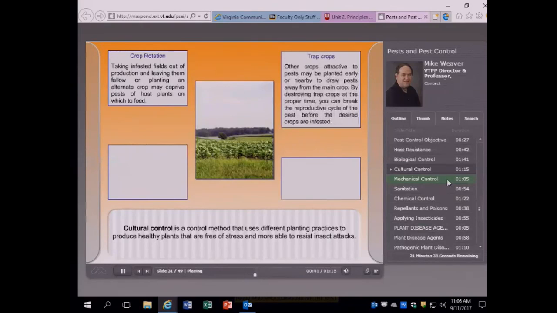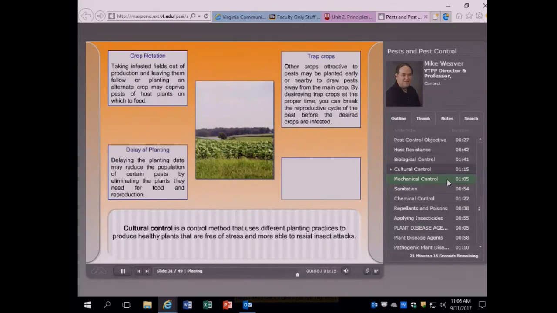Another cultural control would be the use of trap crops. Other crops attractive to pests may be planted early or nearby to draw pests away from the main crop. By destroying trap crops at the proper time, you can break the reproductive cycle of pests before the desired crops are infested.